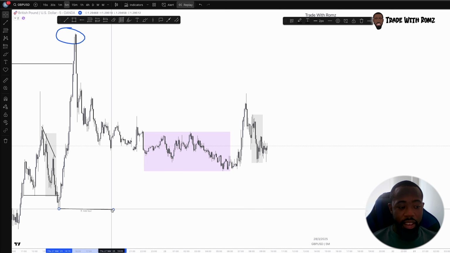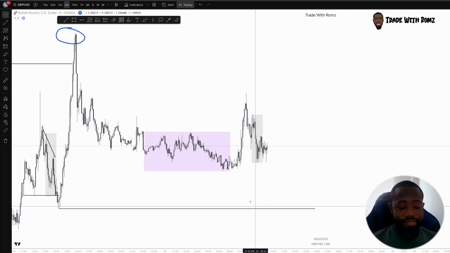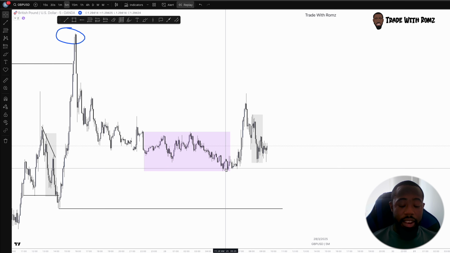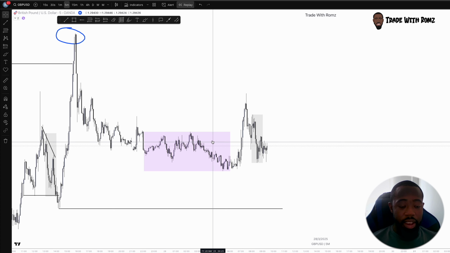Okay, so I knew that once this low had been hit, if I'm honest, I would have to wait for more cycles, more liquidity cycles, to understand where price is going to head towards, all right? But here, this was one of the easiest trades I've taken in a long time.